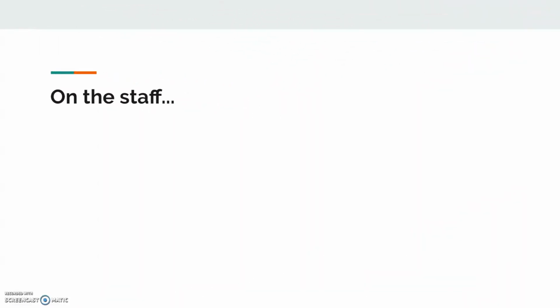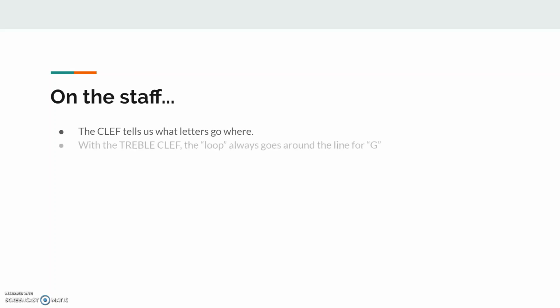So what we're going to do is take a look at our music staff and see how these fit together. On our music staff, which we'll see here in just a second, the clef is what tells us what letters go where. And in our case, we're going to be looking at the treble clef. The treble clef is that loopy, swoopy looking thing. And the loop always goes around the letter G. If we know where any letter is, like G, we can figure out where the rest of them are.